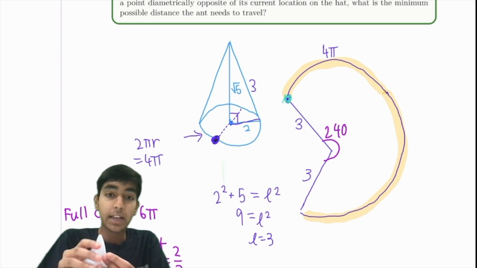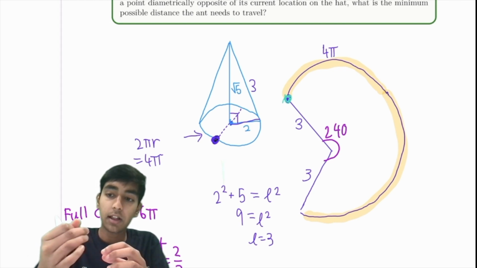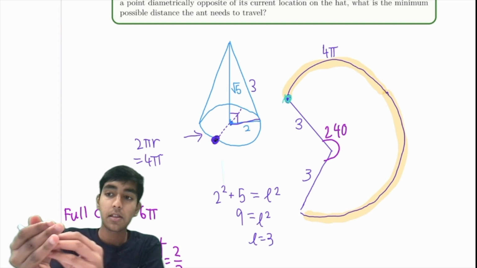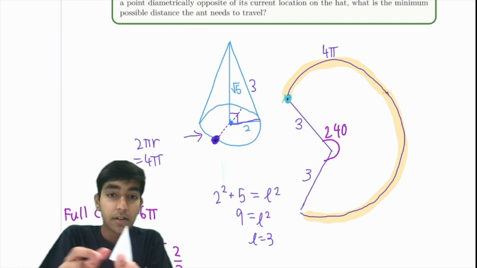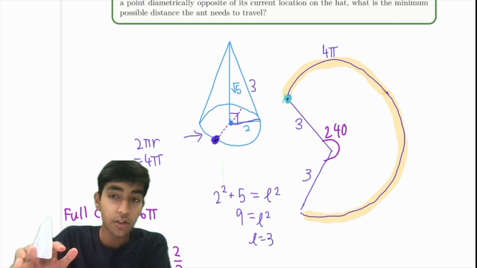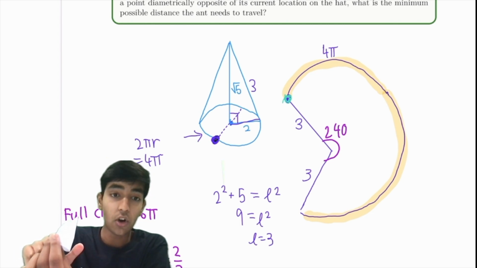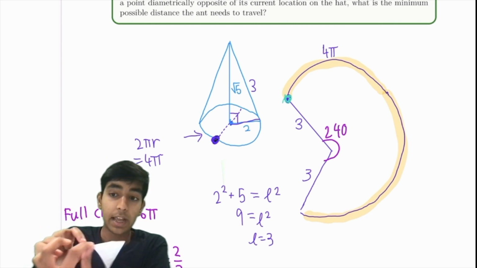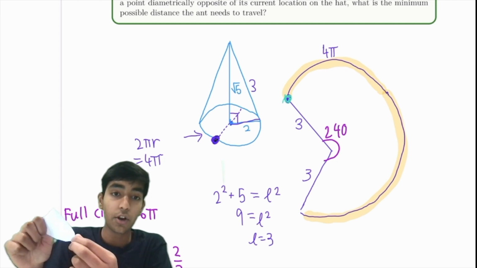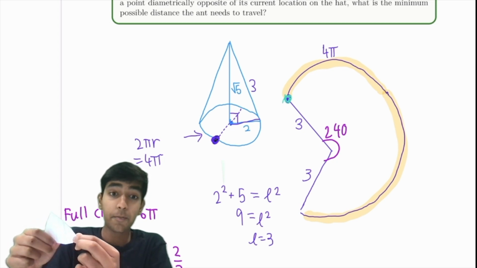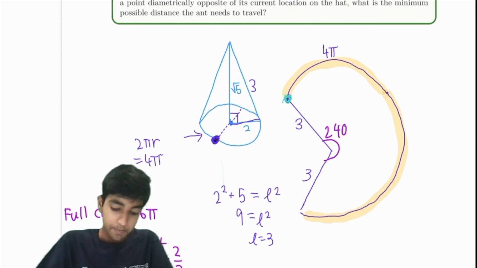We start at a point diametrically opposite. So we start, let's say, here. We start right here, and we're trying to go to the other side, which is here. And if you unfold that cone, this point is nothing but right here. The starting location is nothing but the corner right here. And the diametrically opposite point is nothing but the midpoint of the arc.